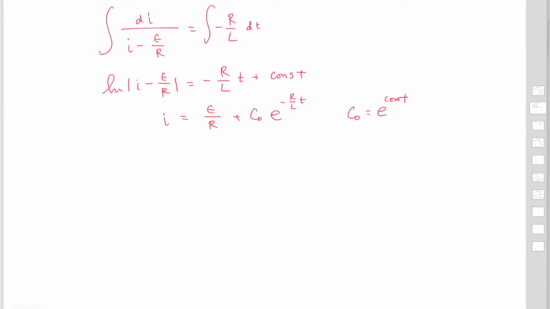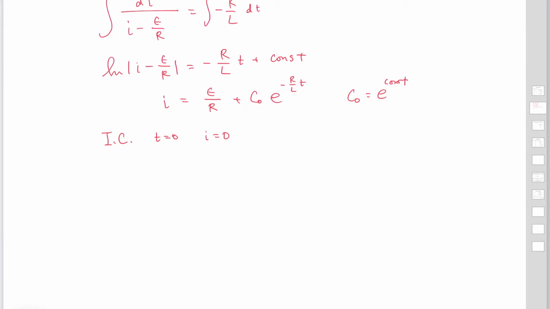Then again we apply the initial conditions. At t equals 0, current is 0. So we apply this equation to find 0 equals epsilon over R plus C sub 0. So C sub 0 equals minus epsilon over R. Current is calculated as epsilon over R times (1 minus exponential of minus R over L t).